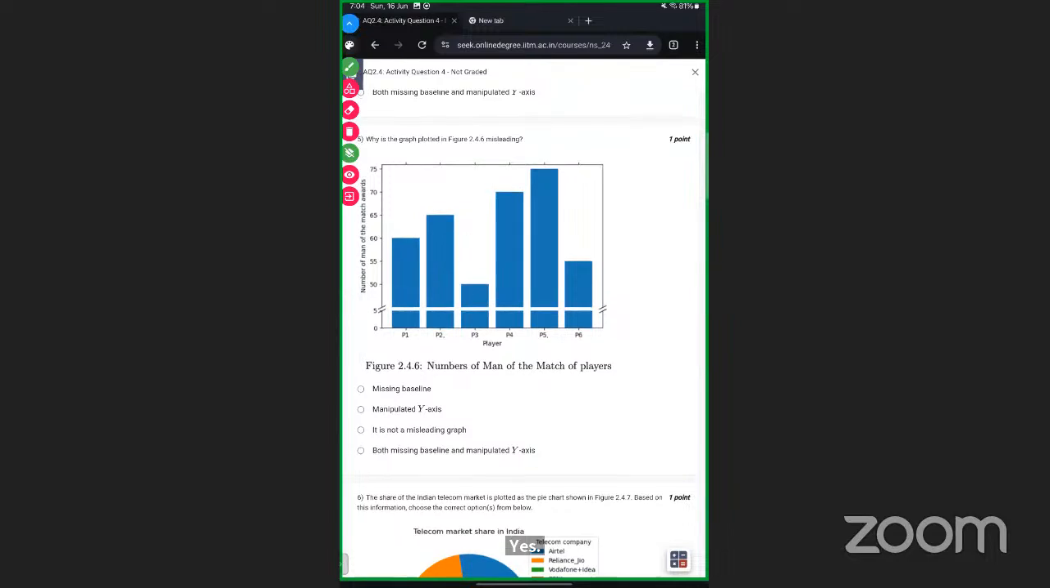Question 5. What is this graph plotted? Number of man of the match awards of players. Twice. Sir, the graphs are again okay, sir. It is not a misleading graph.